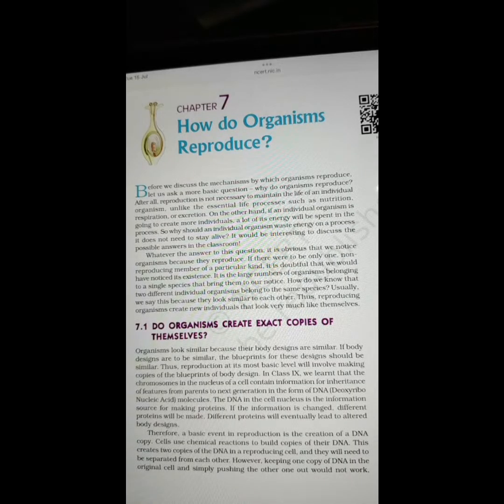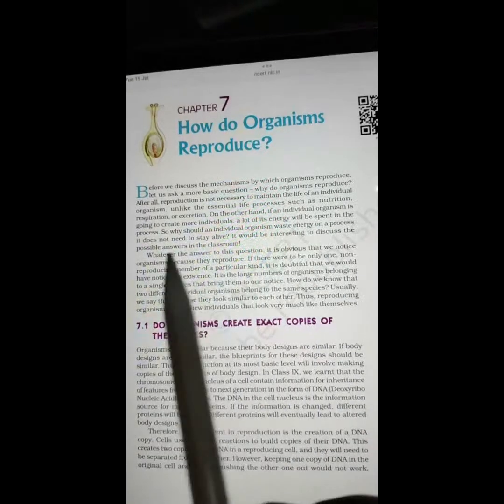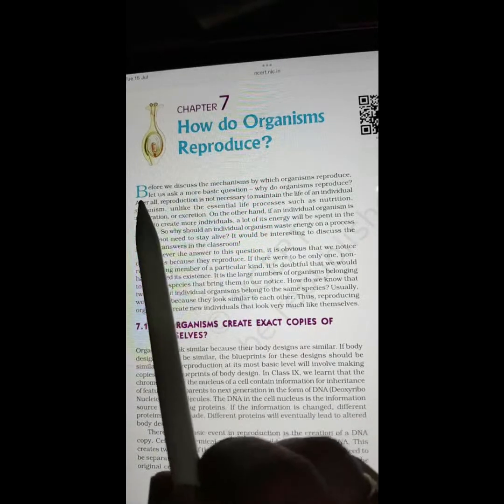As the screen is clear, so let's start with the reading of How Do Organisms Reproduce.